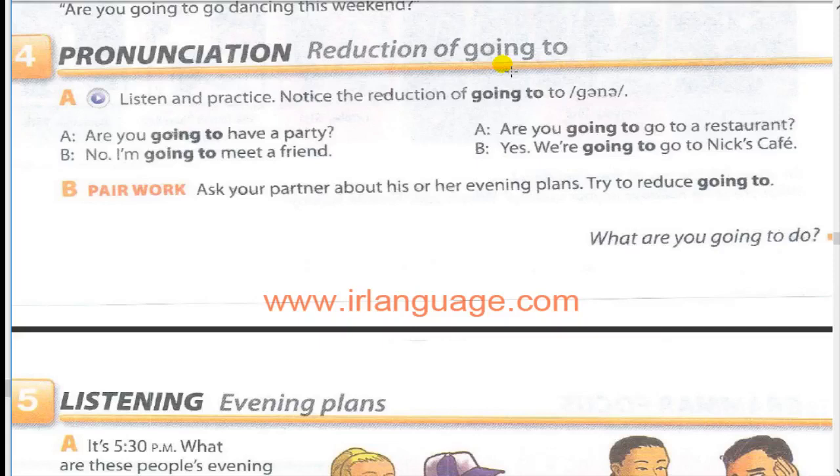Page 73. Exercise 4. Pronunciation. Reduction of going to. Part A. Listen and practice. Notice the reduction of going to gonna.